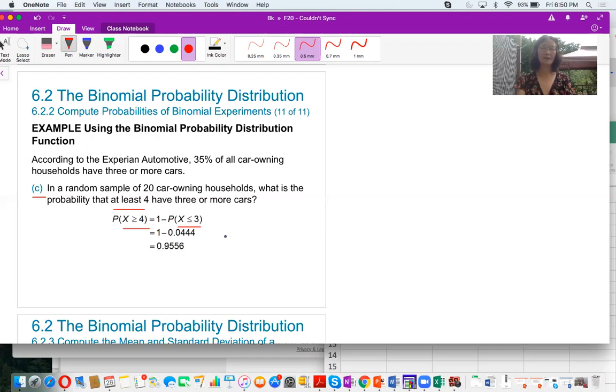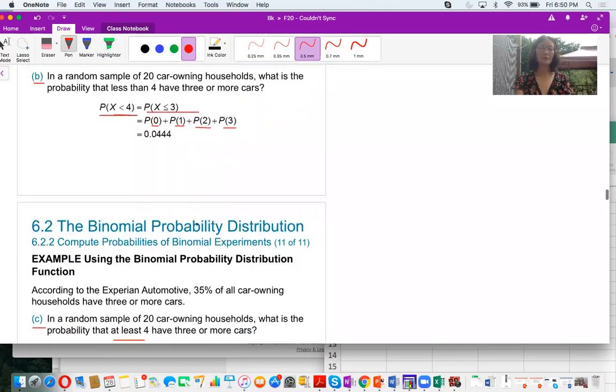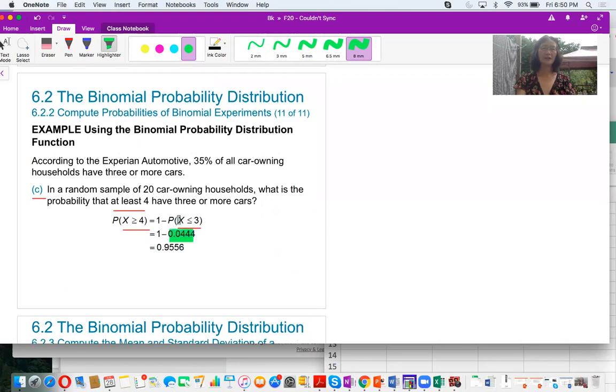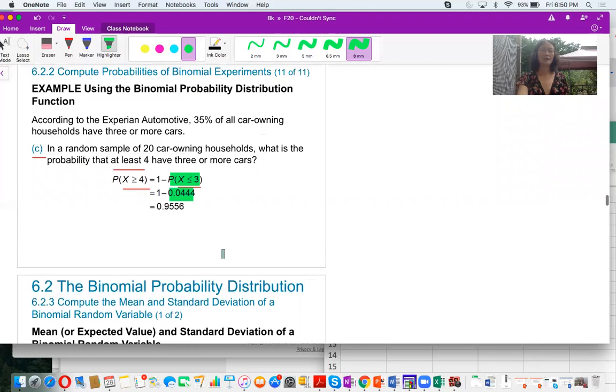And smaller equal to 3, we get the result here. What is smaller equal to 3? 0.0444. And you plug in this number here. So that is the binomial probability distribution function to calculate the probability for a binomial experiment.